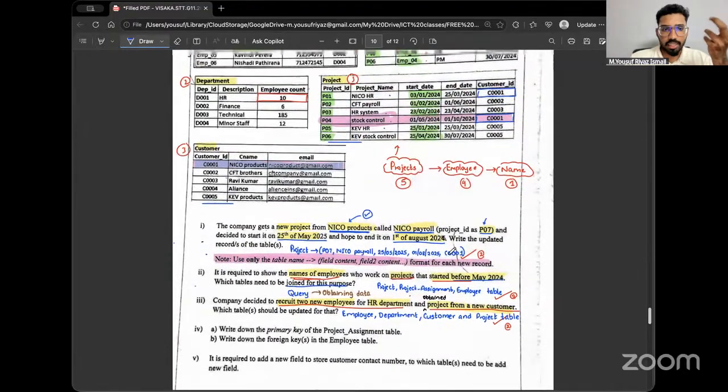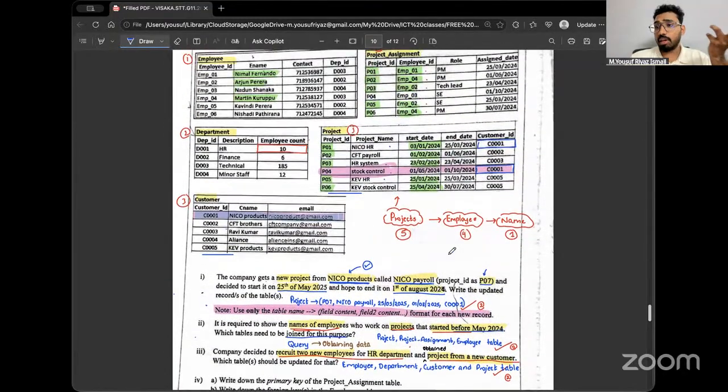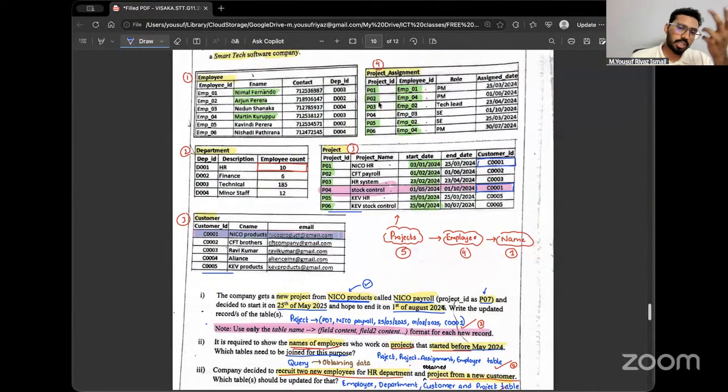By the way, if you had mentioned any extra table, and you have a reason why you mentioned it, you can let me know in the chat. Don't directly come and say, sir, can't we use the project assignment table? If you're saying we are going to use the project assignment table, give me a reason why to use it. Why use the project assignment table? What is the purpose?